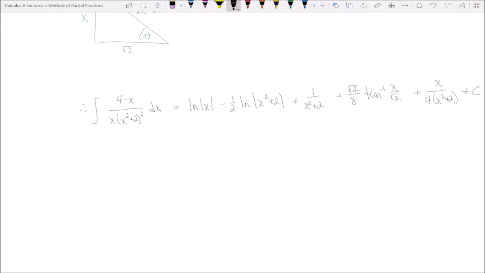We could simplify this: log absolute value of x minus a half log absolute value of x² + 2 plus root 2 over 8 inverse tangent of x over root 2 plus (4 + x) all over 4 times (x² + 2), plus a constant.